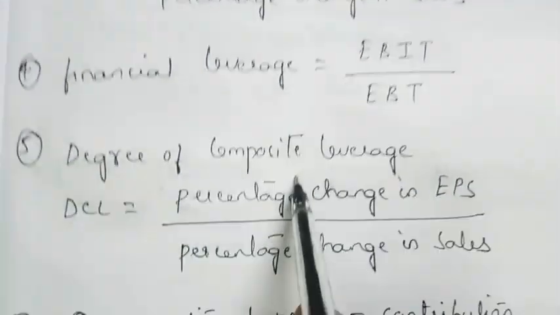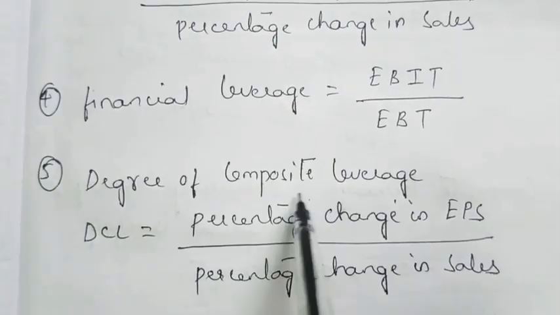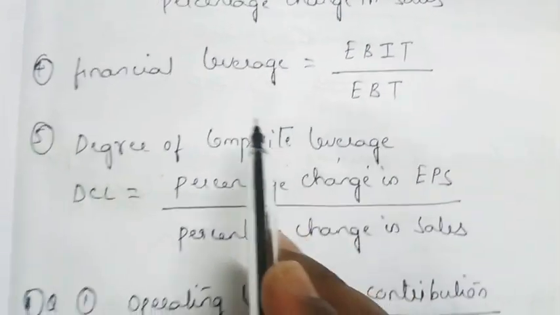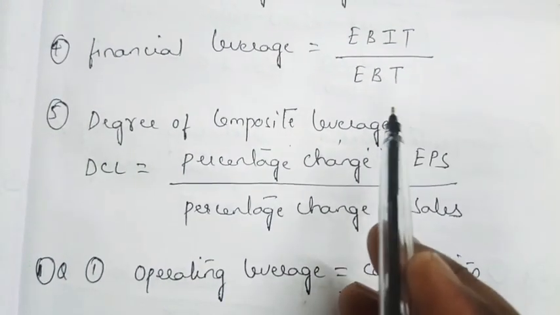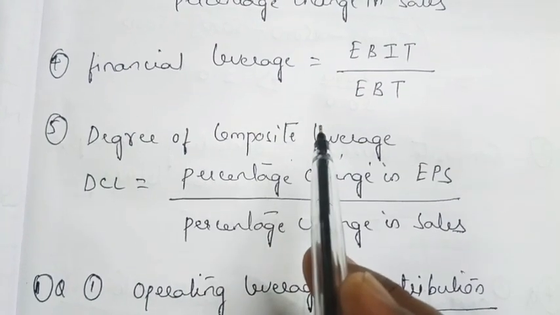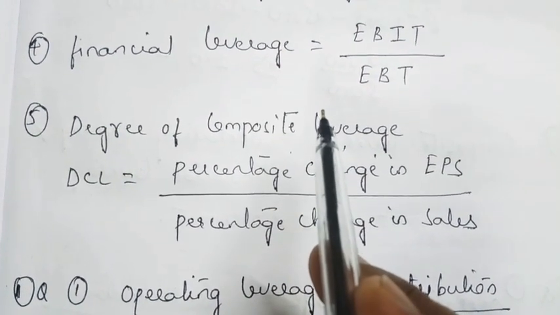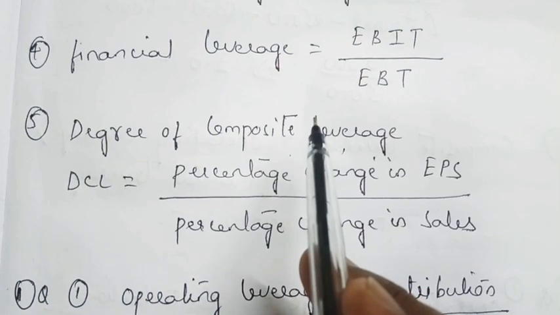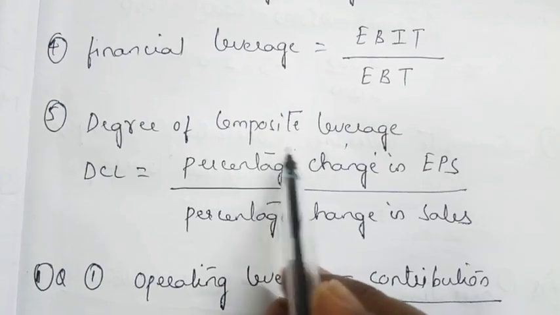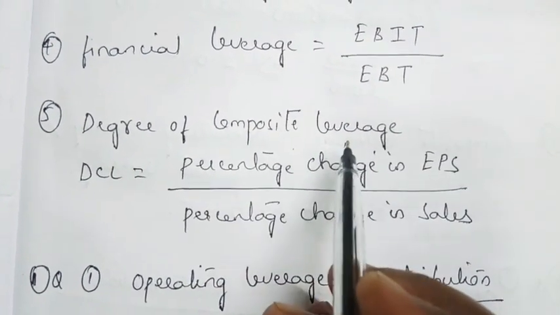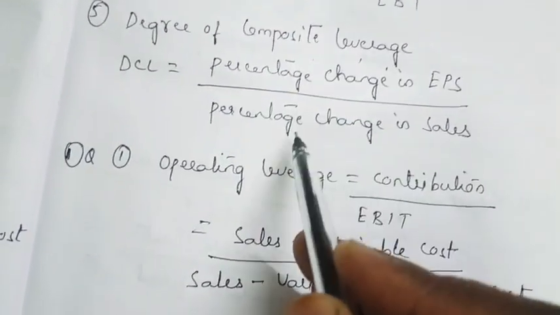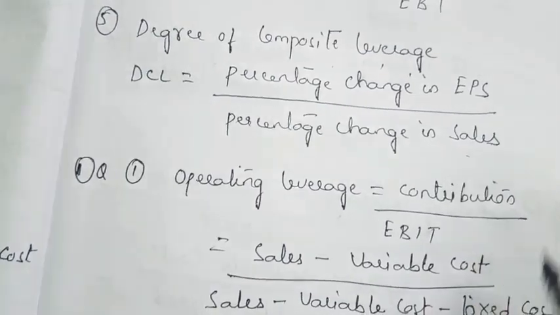Next, you have degree of composite leverage. Composite leverage, apart from the financial leverage and the operating leverage, focuses more on the income of an organization. Operating leverage focuses on the revenue, profit generating, and sales increasing of a business concern. Composite leverage focuses more on the income level of the business concern. So the formula is percentage change in EPS divided by percentage change in sales.